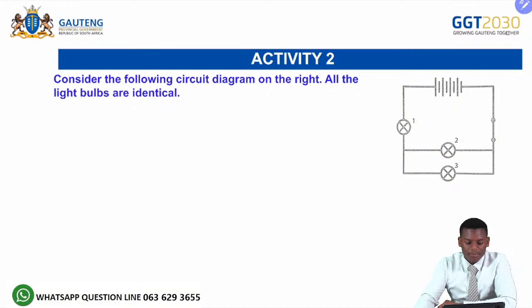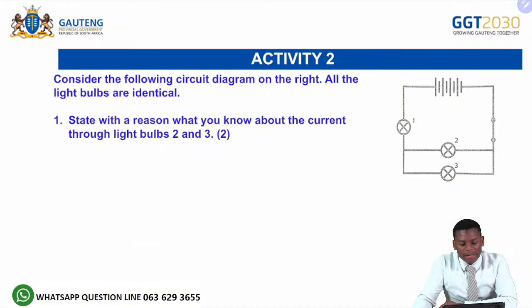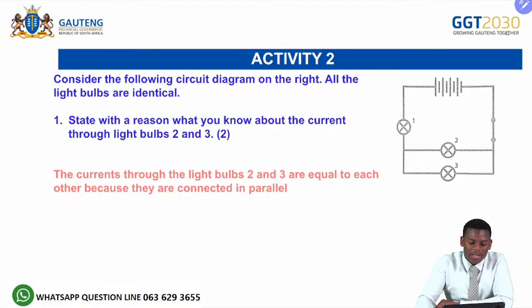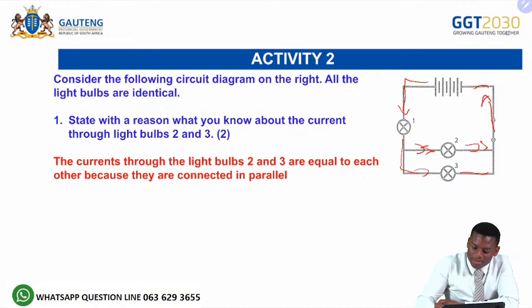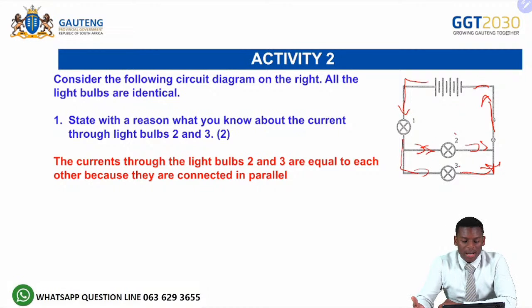So let's answer it together. Number 1. Our reason about what we know with the current that flows through light bulb 2 and 3 is because the current through the light bulb 2 and 3 are equal to each other because they are connected in parallel. Do you get it what they mean? They mean the current that flows through the conductors or the wires through the light bulbs, which is 2 and 3, is equal to each other because they are connected in parallel.